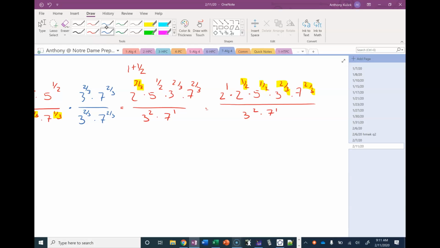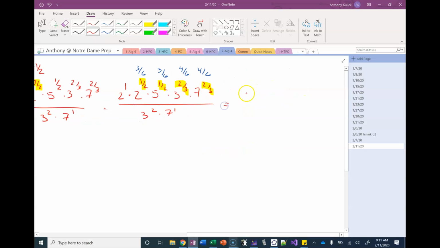What would the common denominator be between halves and thirds? Sixths, yeah. So 1/2 turns into 3/6, and 2/3 would turn into 4/6. Okay with that? So I can now put this all under the 6th root, and I'm going to have 2 to the 3rd, 5 to the 3rd, 3 to the 4th, and then 7 to the 4th.